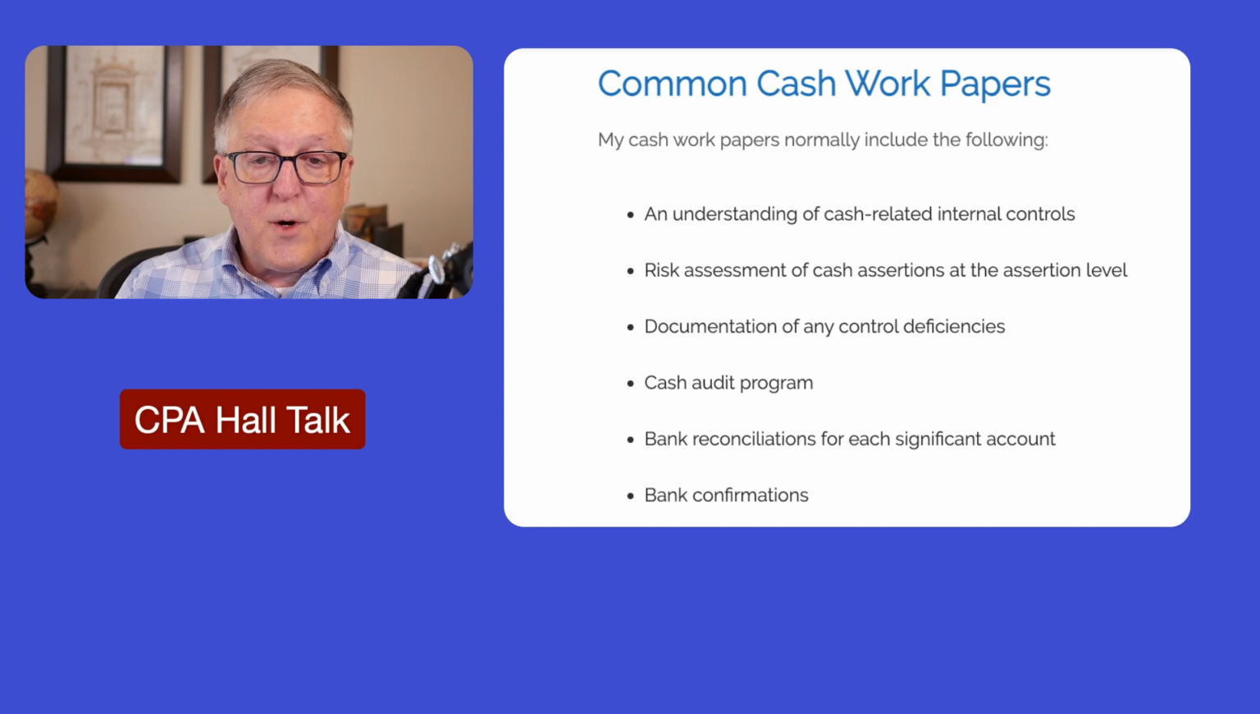The next bullet is the bank reconciliations themselves that we test. And then finally, the bank confirmations. So these are the most common cash work papers that I see. Now, you may have others depending on what your client is doing and what types of cash accounts they have, but these are the most common that I see.